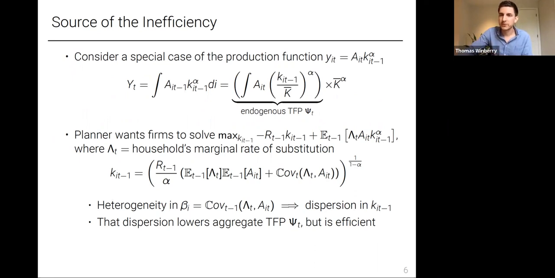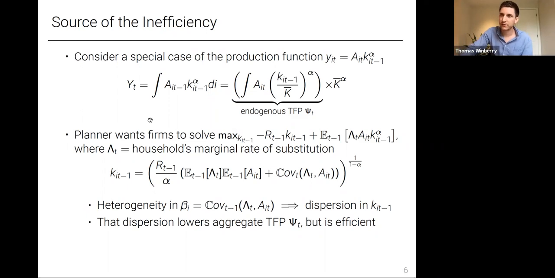So there are a bunch of firms which produce output Y_it, where output depends on their TFP and their capital stock, which they choose in the previous period. Aggregate output, just summing output across firms i, is this expression here on the slide. You can then multiply and divide by the aggregate capital stock raised to alpha, so aggregate output is the aggregate capital stock times this endogenous TFP term that depends on the covariance of TFP with how much capital firms have. Because of decreasing returns, you want higher TFP firms to have more capital.